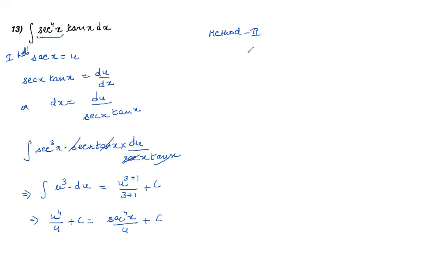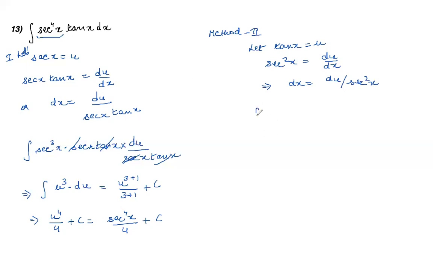Now in this, I'm supposing let tan x is equal to u. Fine. So when I differentiate both the sides, I'll get sec square x is equal to du by dx, or I can say dx is equal to du upon sec square x. Fine. Now I'll substitute the values back here.